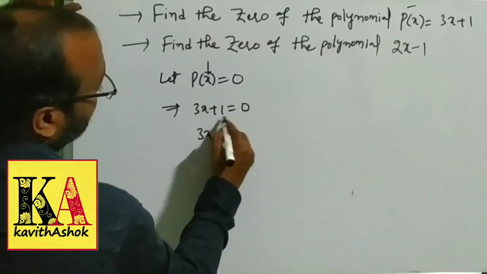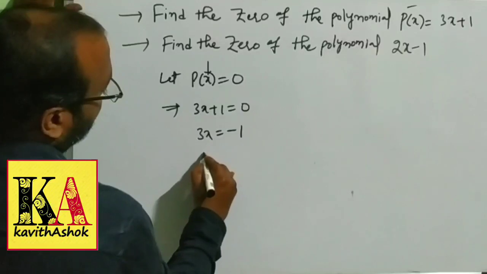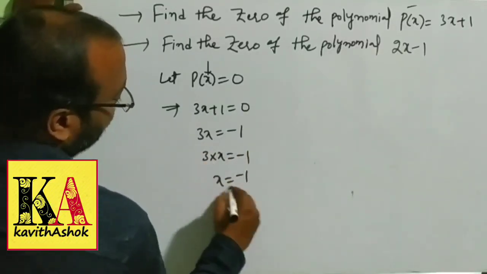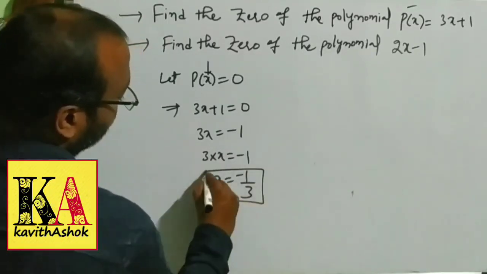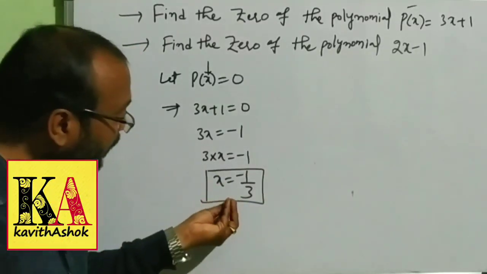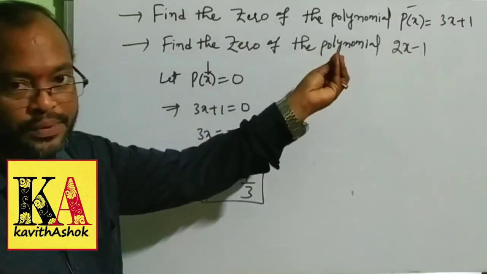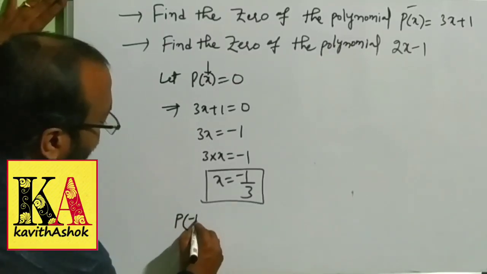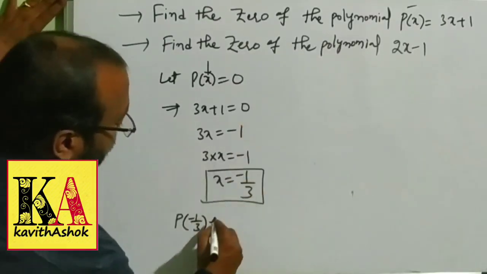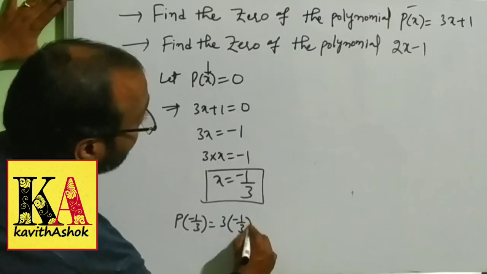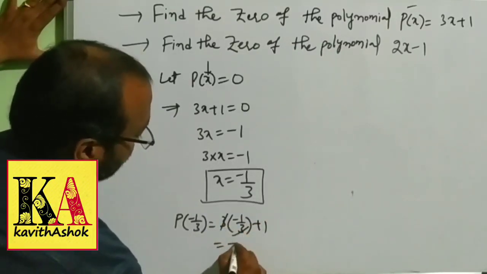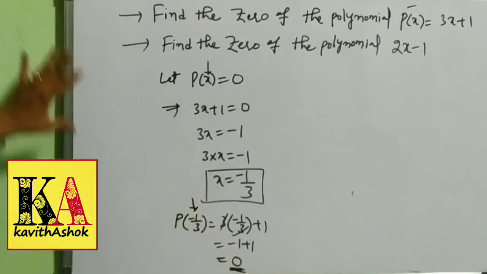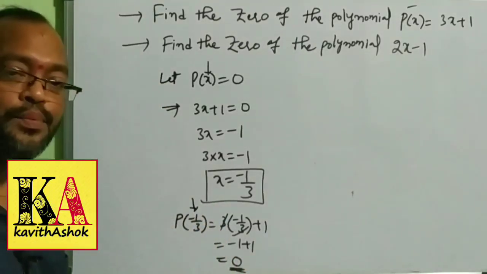Then 3x, take plus 1 to the right part, it becomes minus 1. 3x is nothing but 3 into x, that is minus 1. X is equal to minus 1 by 3. The thing is here, if we substitute this value in that polynomial, it will become 0. Once we will check here. P of, in the place of x, we are replacing minus 1 by 3. So 3 into minus 1 by 3 plus 1. 3 gets cancelled. Minus 1 plus 1, the answer will be 0. So the answer is 0. That's why x is equal to minus 1 by 3 is the 0 of the polynomial.